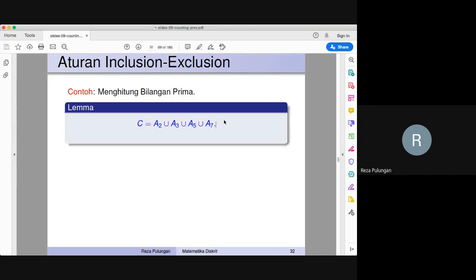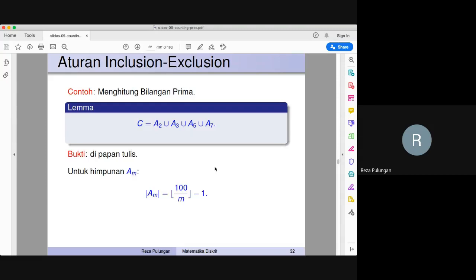So we know right now that C is equal to A2 union A3 union A5 union A7. The only thing left for us to do is to find how many numbers are there inside of these sets. But that is not enough, because a multiple of 2 and a multiple of 3 are not disjoint. For example, 6 is a multiple of 2 and also a multiple of 3. So they are not disjoint. Because they are not disjoint, we have to use inclusion exclusion.